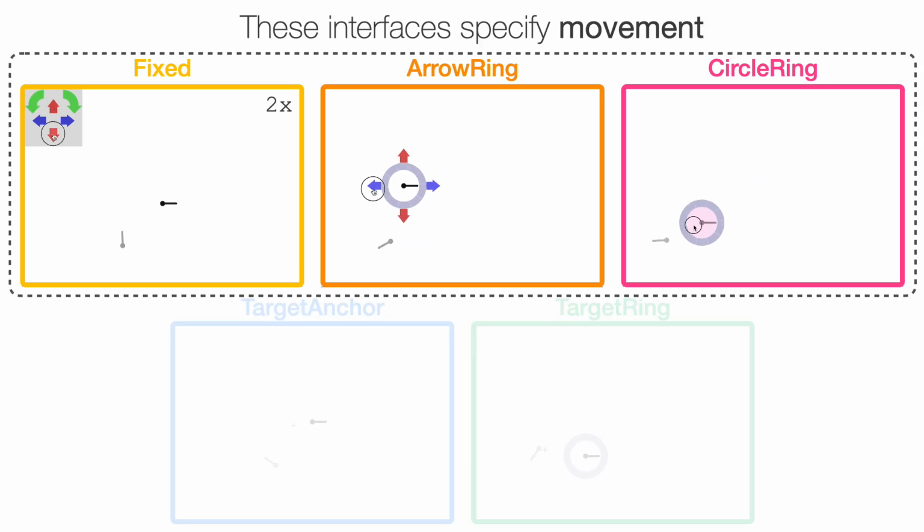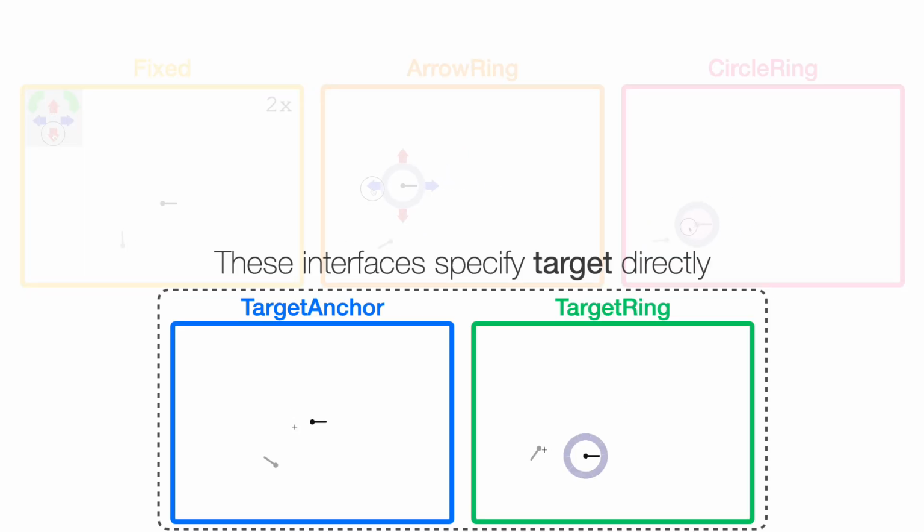Notice how the first 3 interfaces use the 2D cursor position to specify the movement of the object relative to its current position, whereas the latter 2 interfaces specify the target independent of the object's current position.